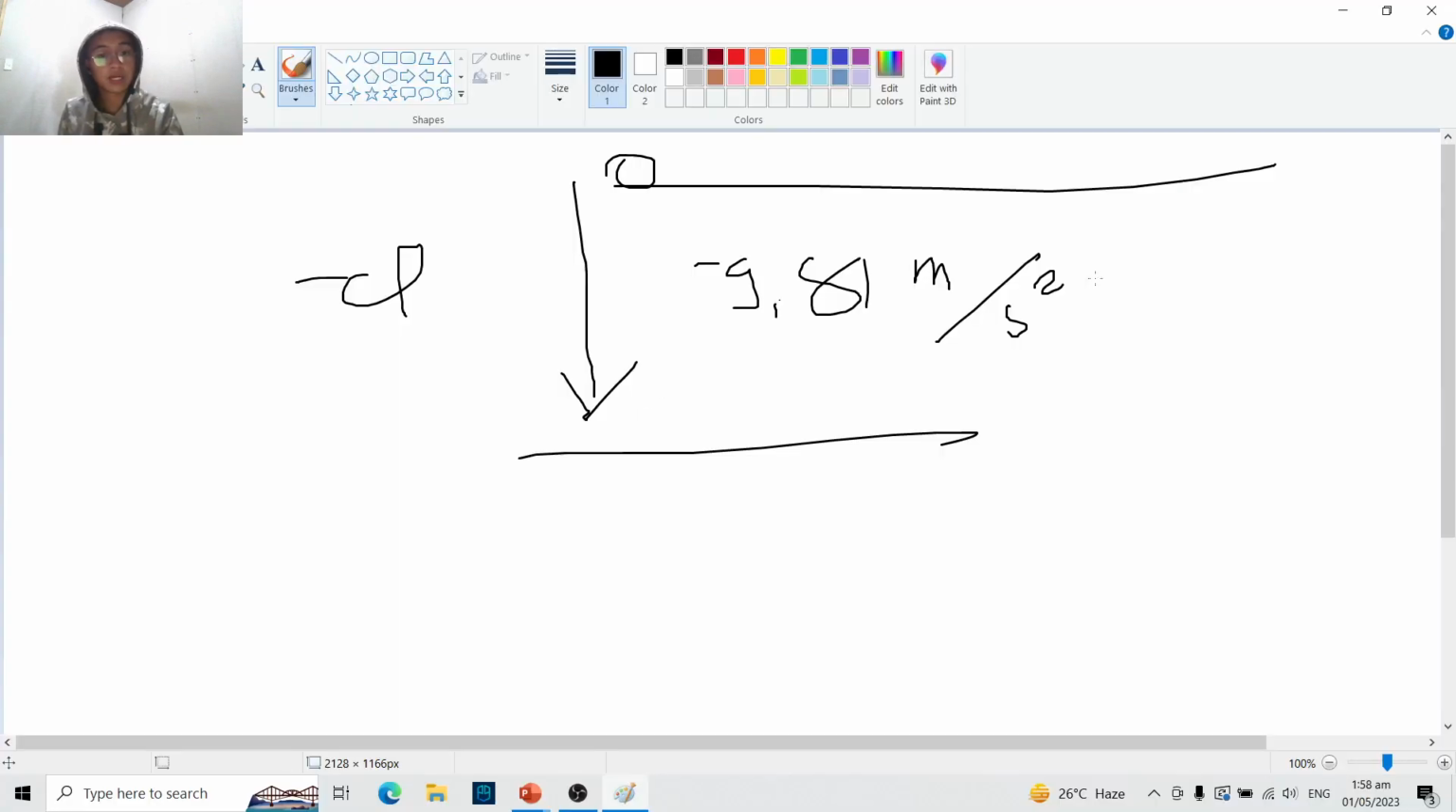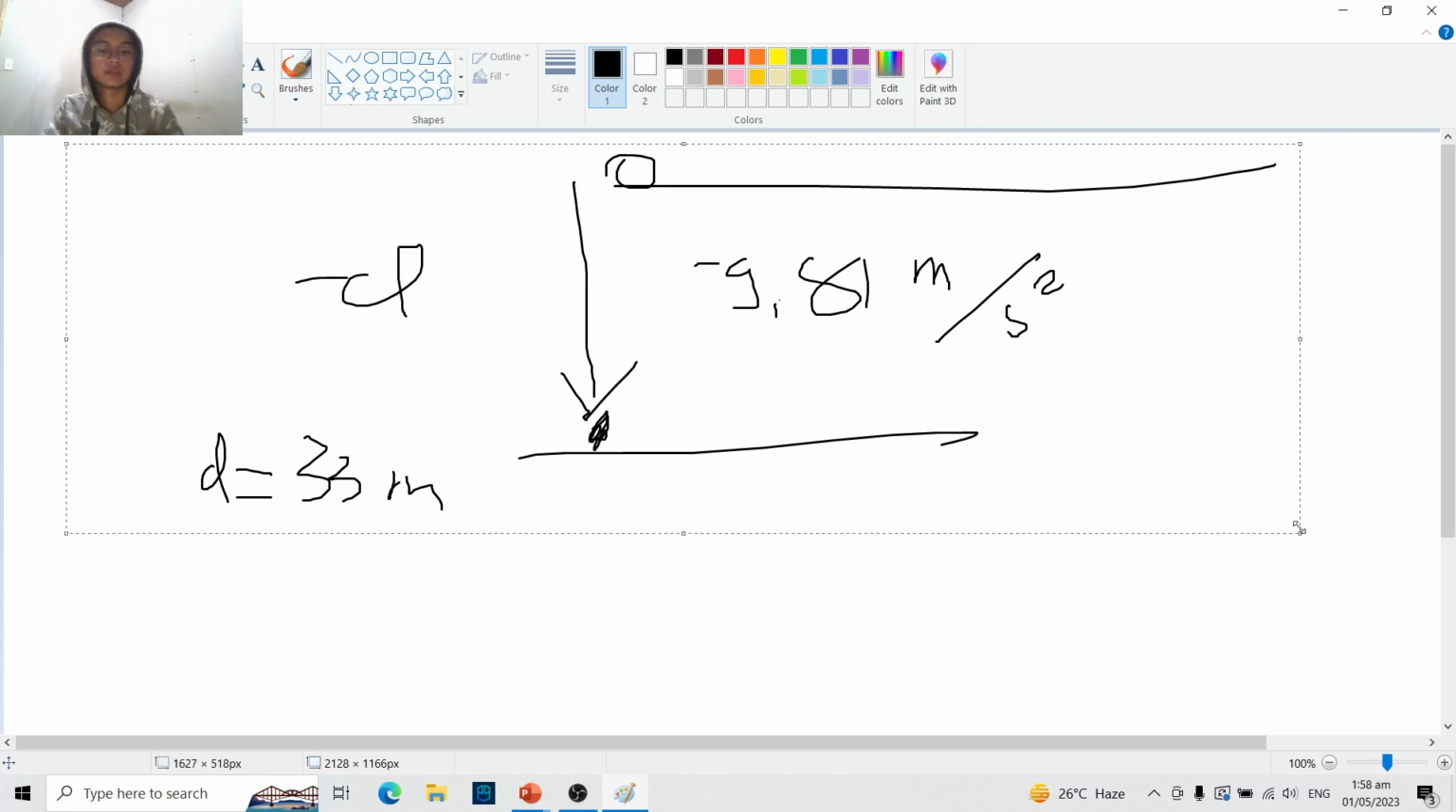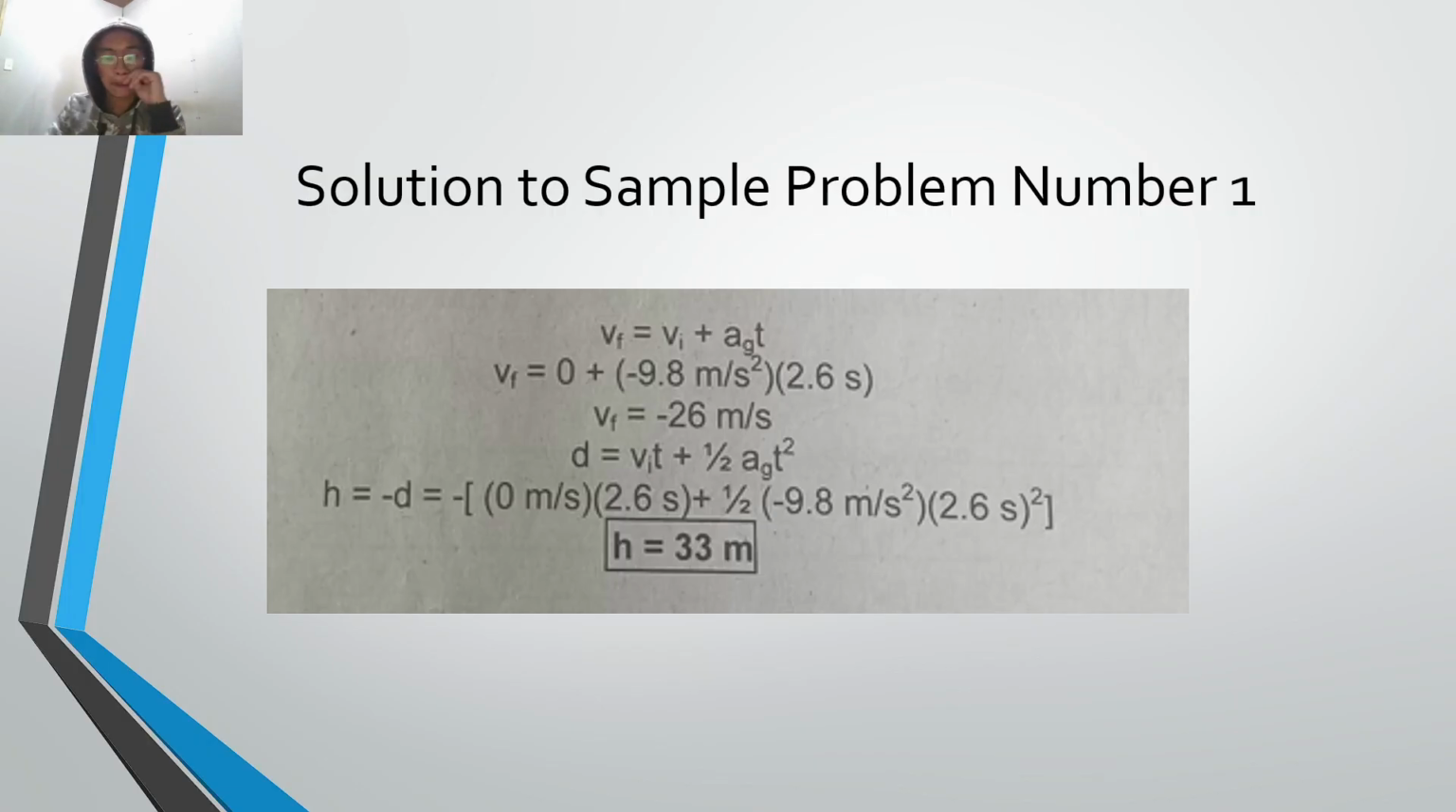Based on that equation, the distance is 33 meters. That is sample problem number 1.